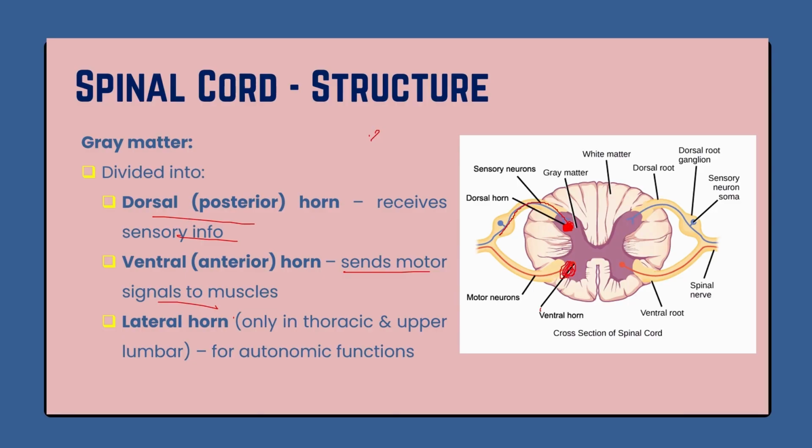Third, we have the lateral horn, but these are present only in the thoracic and upper lumbar regions. We'll see what is thoracic and upper lumbar. Our spinal cord is divided into 5 regions, and these are 2 of those regions. The lateral horn is meant for autonomic functions, which are involuntary functions. So our gray matter is divided into a dorsal horn for bringing in information, and a ventral horn to take out the information.